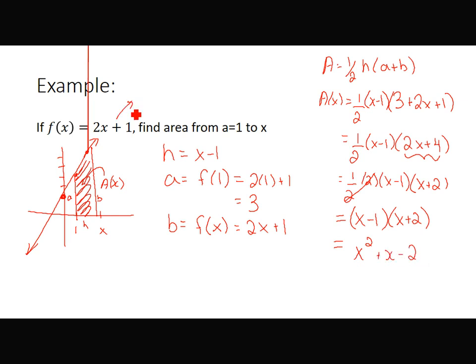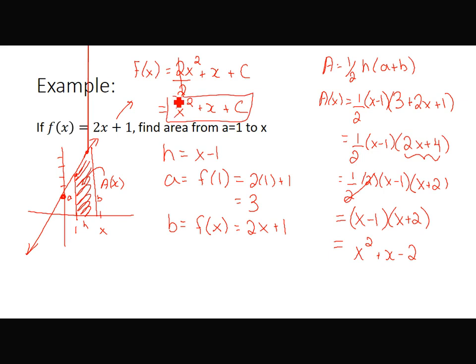What do you notice about the antiderivative of this function? What would it be? Well, we know that we would have 2x squared divided by 2 plus x plus a constant. What happens to my 2's? We get x squared plus x plus a constant.